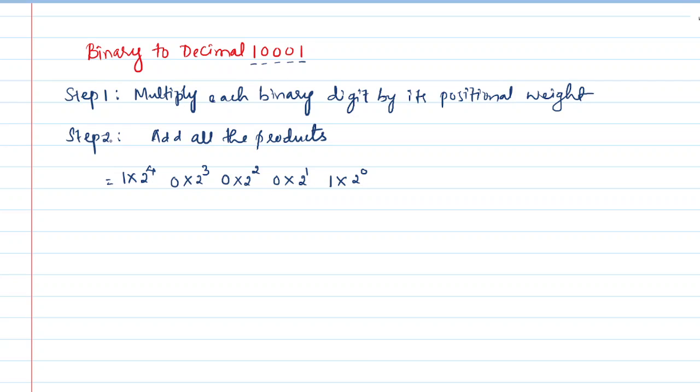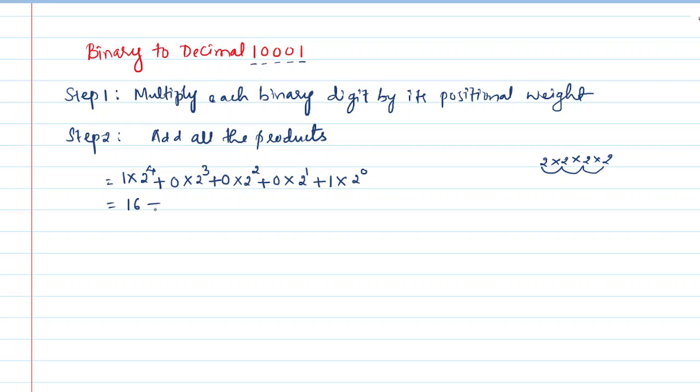Now we will follow second step, add all the products. So all of these are products that are to be added. I'm going to write plus sign in between these products. Now let us multiply 1 into 2 to the power 4. So 2 to the power 4 can be written as 2 is to be multiplied 4 times, that is 2 into 2 into 2 into 2. 2 to the 4, 4 to the 8, 8 to the 16. Here you can see 16 into 1 is 16.